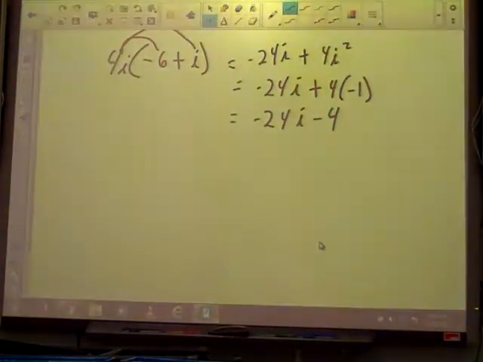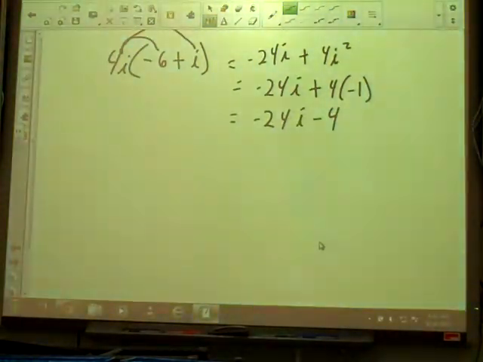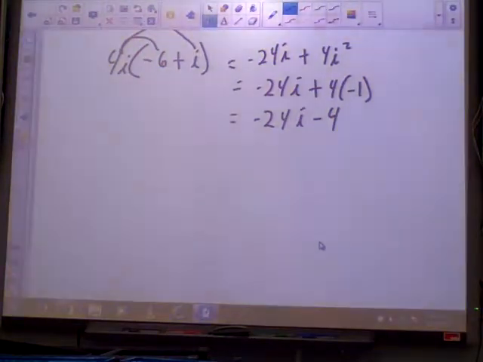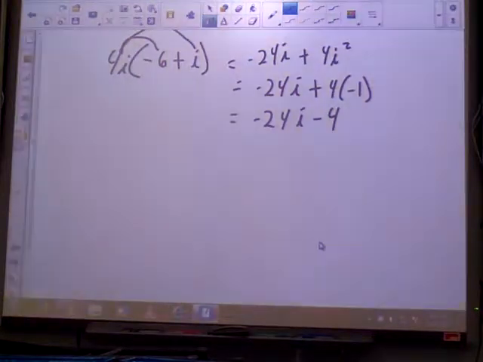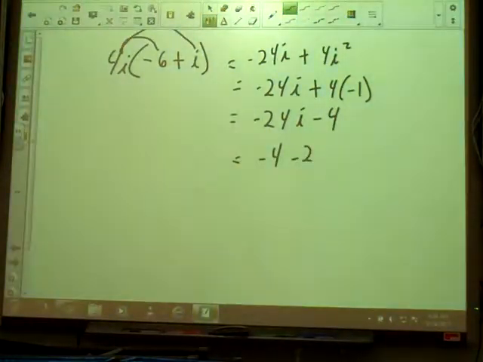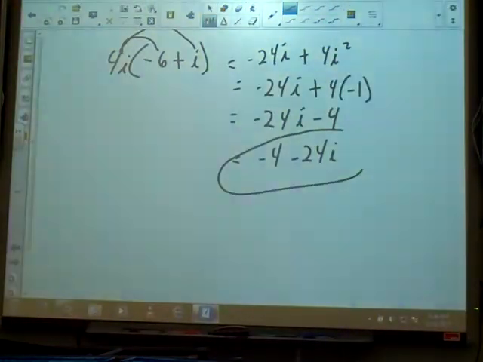But it's not in standard form. I told you to write it in standard form. Why is this not in standard form? What do I need to do to it? What we wrote down, what standard form of a complex number looked like. What came first? The real number. So I just need to flip-flop these, don't I? So negative 4 minus 24i. Winner, winner, chicken dinner.